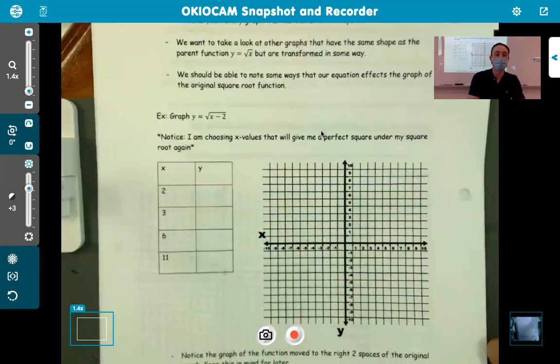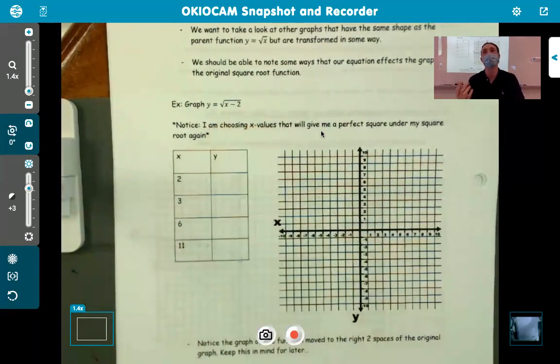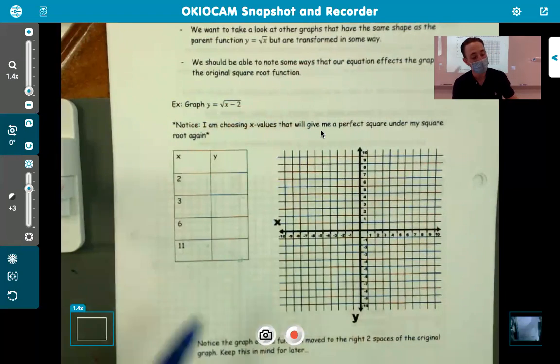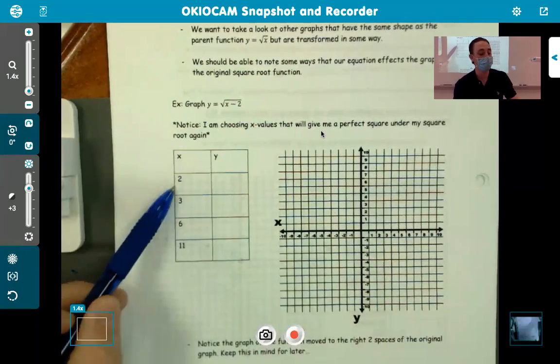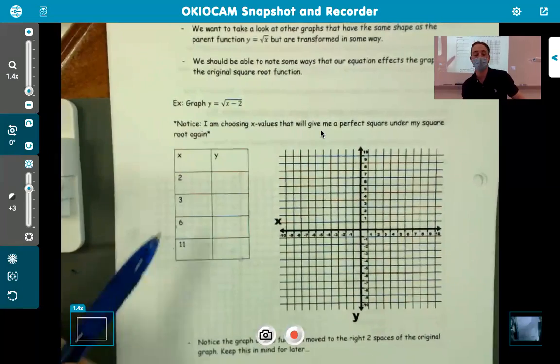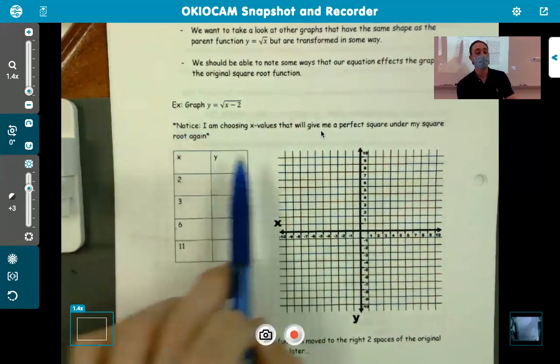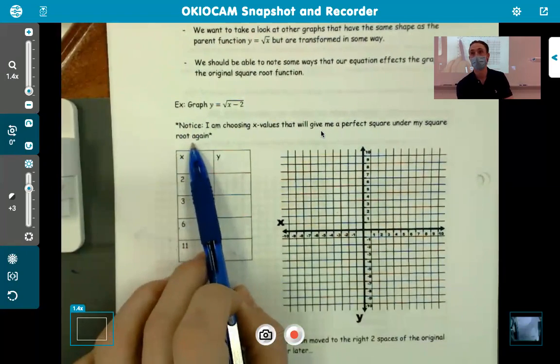So what I want to do now is graph y equals square root of x minus 2. Notice now the difference is I'm subtracting something under my square root rather than just having x by itself. All right. Our table is already filled out for us. I'm plugging in 2, 3, 6, and 11. So we see the obvious difference in the numbers that we're plugging in. The reason for that, again, is I'm choosing x values that are going to give me a perfect square under my square root.